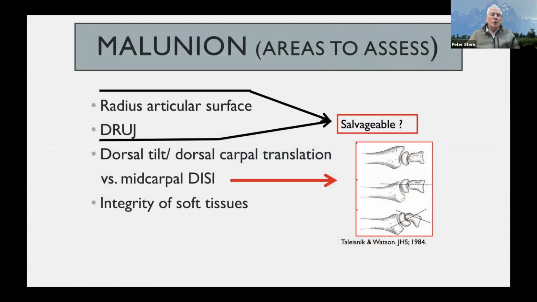So areas that you assess with a distal radius malunion, and we've talked a lot about this, are both the radius articular surface. If it's dusted, you're going to need to do probably a wrist arthrodesis, either complete or partial radioscapholunate type fusion. You're going to look at dorsal translation and midcarpal instability, as we've gone over several times before. And terribly important is the integrity of the soft tissues. I would caution anyone to do an osteotomy of the distal radius in the presence of significant edema or digital stiffness. You're going to be a loser.